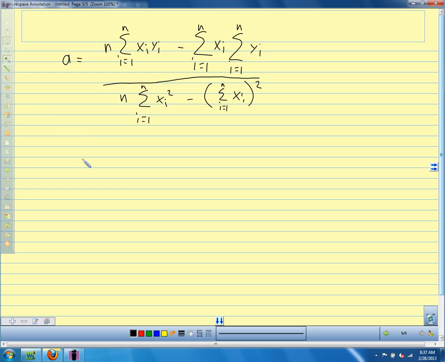And b is a little less complicated. b is 1 over n times the sum from i equals 1 to n of y sub i, minus a times the sum from i equals 1 to n of x sub i. And y equals ax plus b. And that's our least squares line for our data points. So imagine having to calculate this by hand.